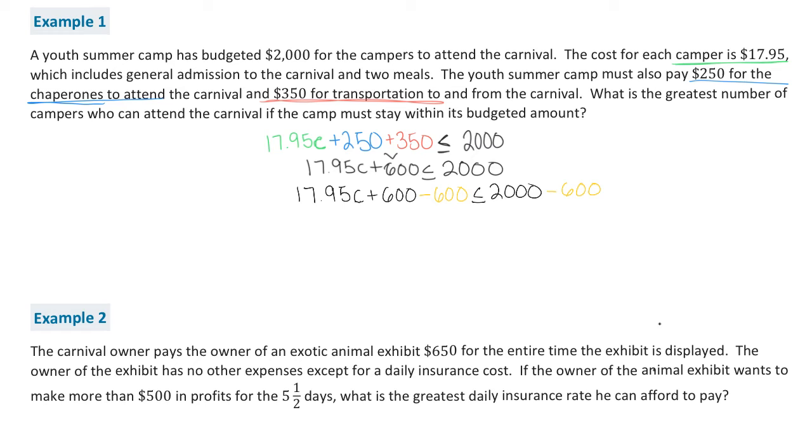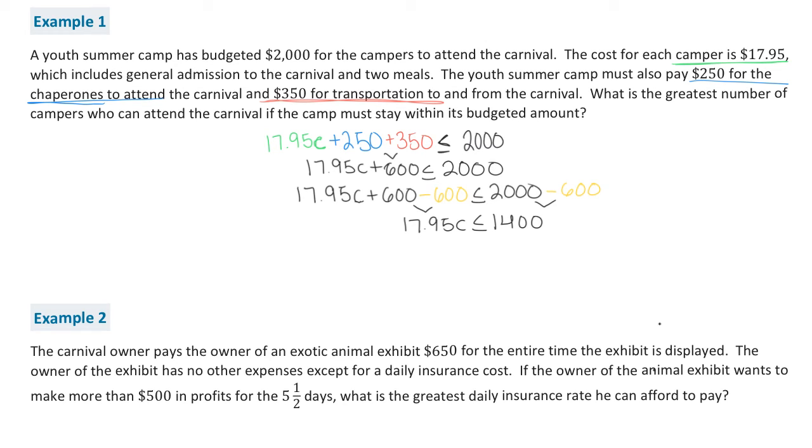Now let's combine those like terms. If I have 600 minus 600, that's going to give me 0. So now on the left side of my inequality, I just have 17.95C is less than or equal to 2,000 minus 600. 2,000 minus 600 is going to give us 1,400.